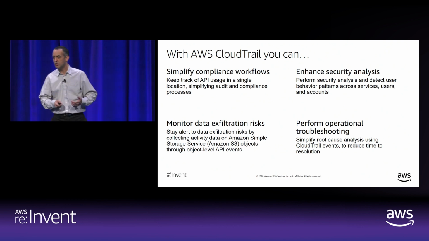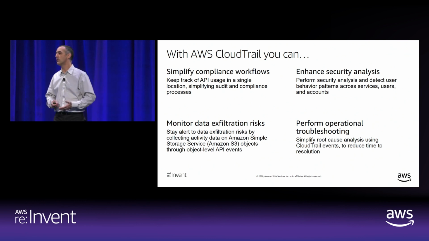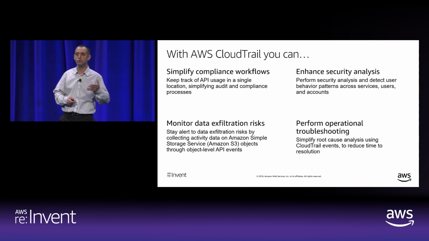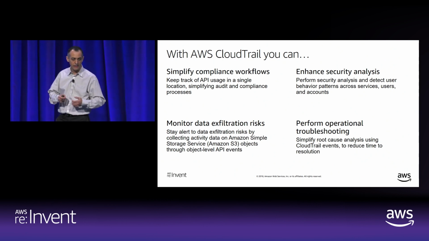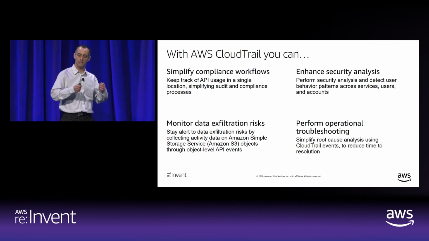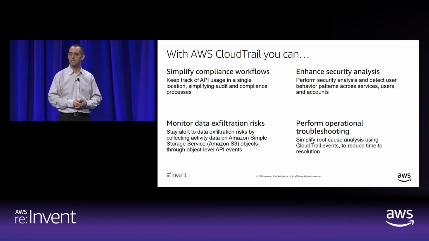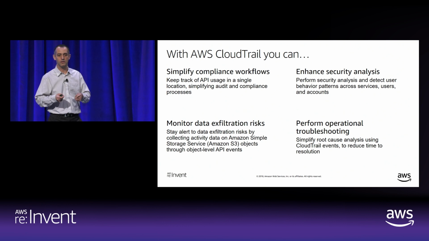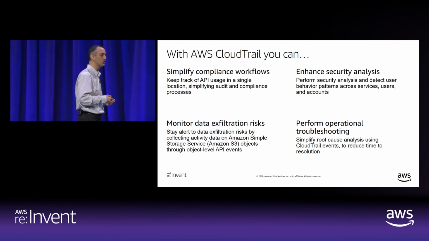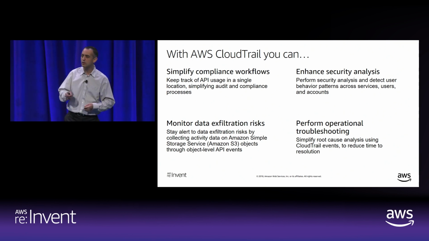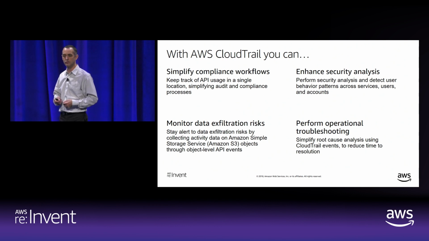You can also enhance your security analysis. One of the hardest parts of a security analysis sometimes is just establishing what real usage patterns look like. How are your users really using their accounts? With CloudTrail, it's very easy to just jump in and you can slice and dice the information however you want. You can aggregate it by region. You can look at specific users. It becomes very easy to establish whether or not the usage patterns in your account have any security risks associated with them. You can also monitor data exfiltration risks.